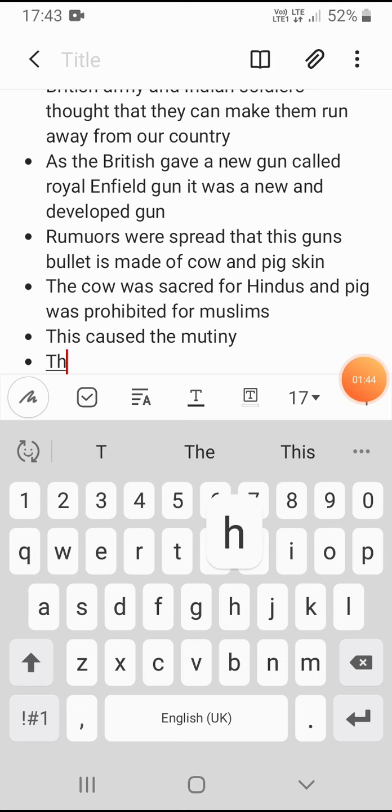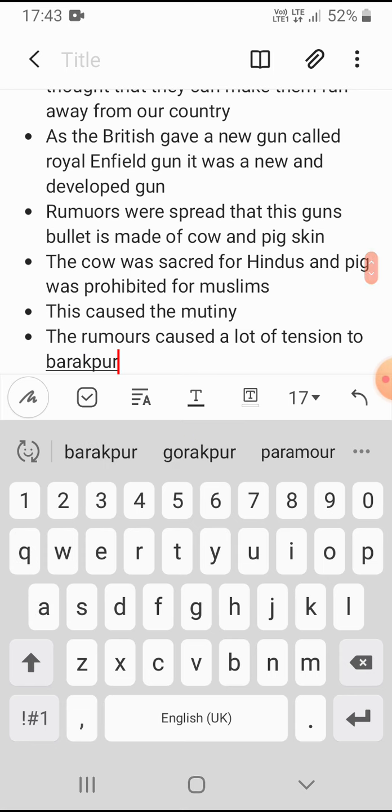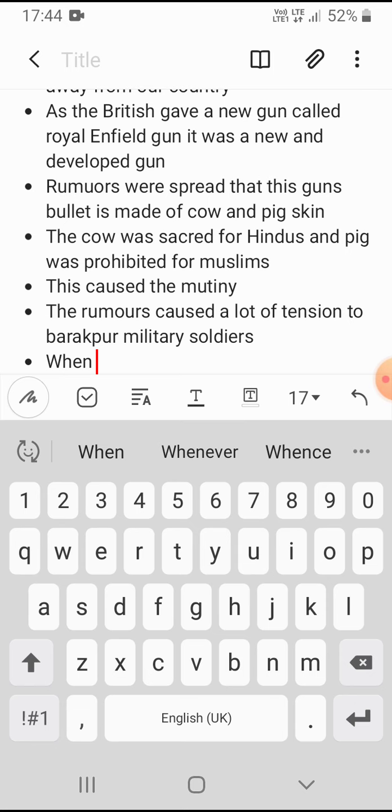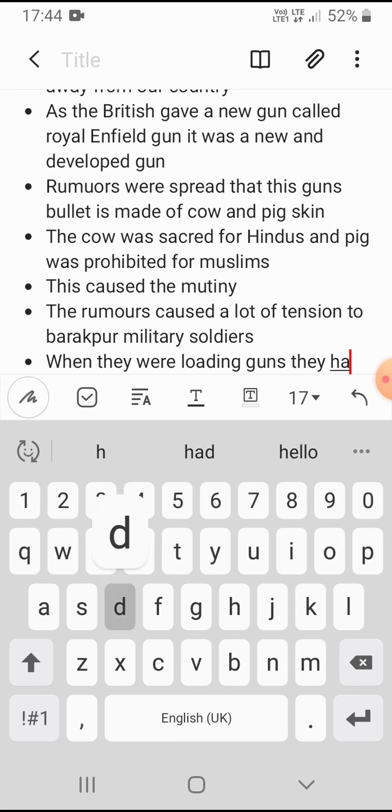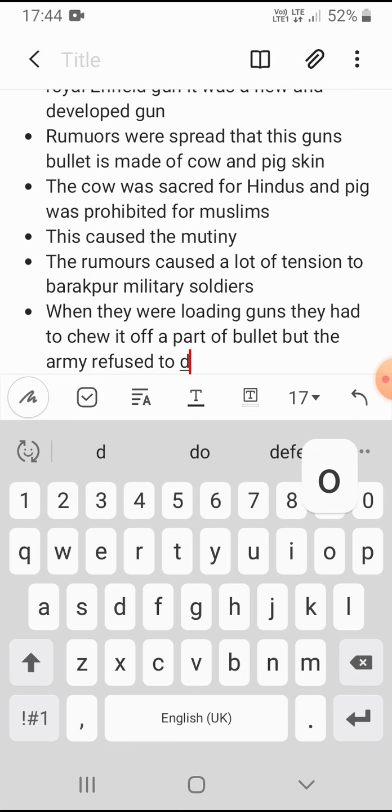The rumors caused a lot of tension to the military soldiers at a place called Barrackpore. When loading guns, they had to chew off a part of the bullet and put it in the gun, but the army refused to do it.